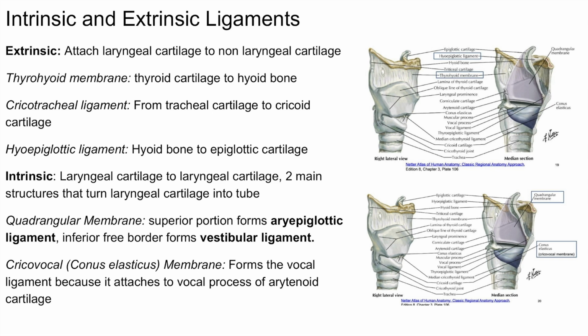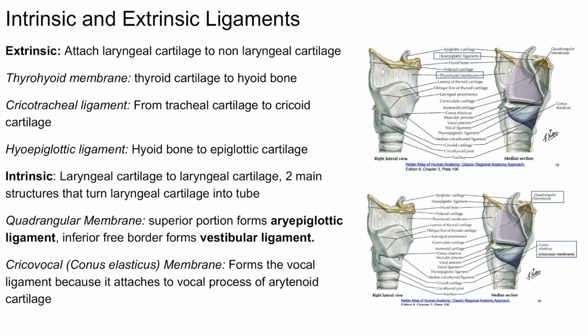So this membrane is basically responsible for building the upper protective layer of the larynx. Then you have the cricovocal membrane, also called conus elasticus, which runs from the cricoid cartilage up to the vocal process of the arytenoids. Its superior free edge thickens to form the vocal ligament, which is a structural core of the true vocal folds, and this is the business end of phonation. Without this membrane, you don't have functional vocal folds.